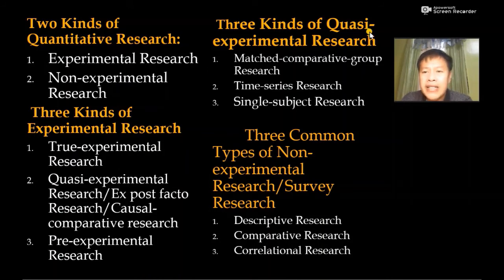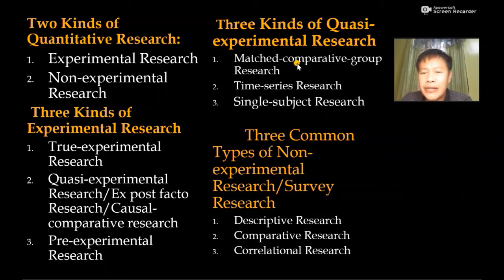And there are 3 kinds of quasi-experimental research. We have the matched comparative group research. I'm not going to explain in this video what is the meaning of matched comparative group research because we have a separate video presentation about this one. Time series research, I will just give you a certain example.